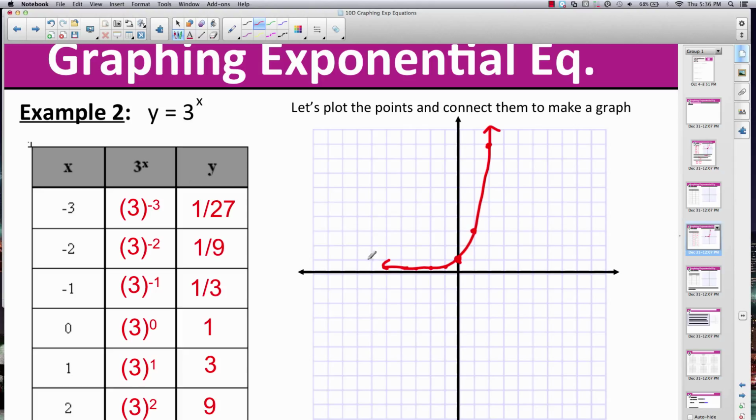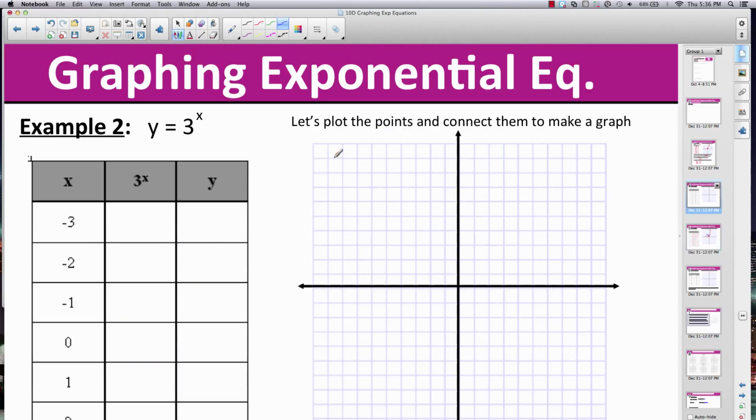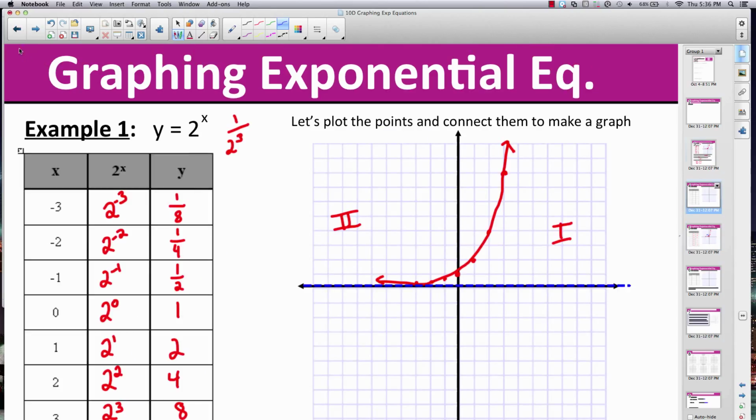Now hopefully you noticed that there was a common point that both the graph 3 to the x and 2 to the x went through. And that common point was (0, 1). So if you notice, both of them went through this point right here, (0, 1). Let's go back a page and look at 2 to the x, and again it went through that point (0, 1). And that's a property of an exponential equation graph.